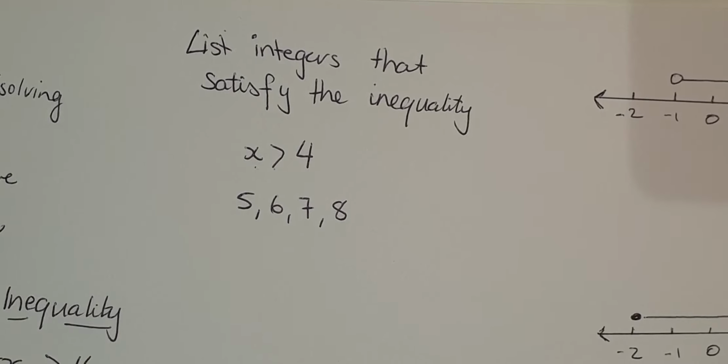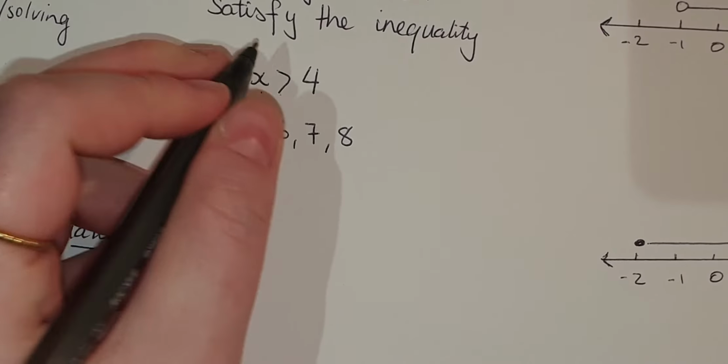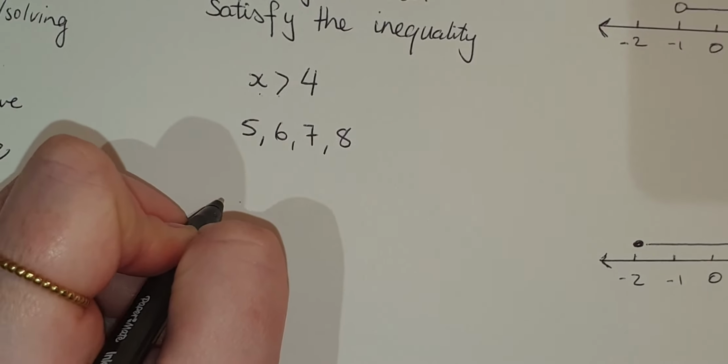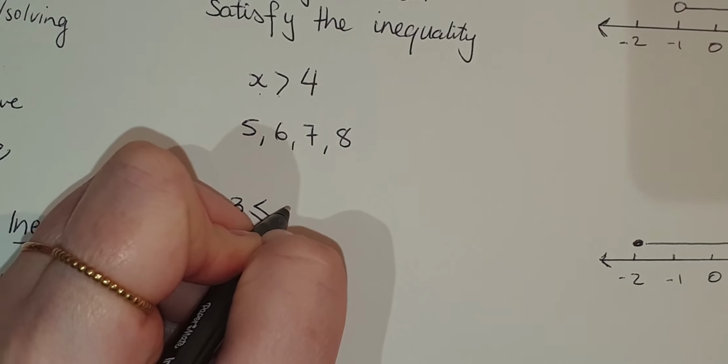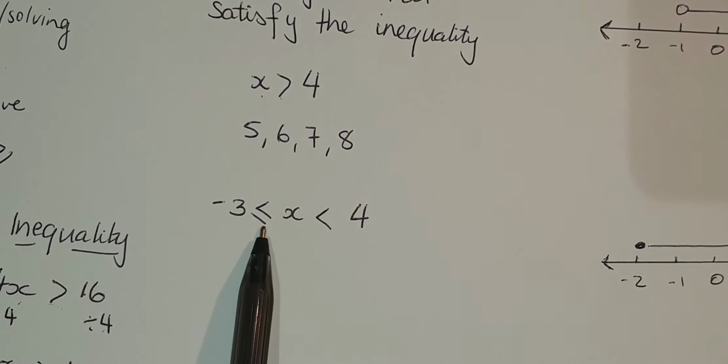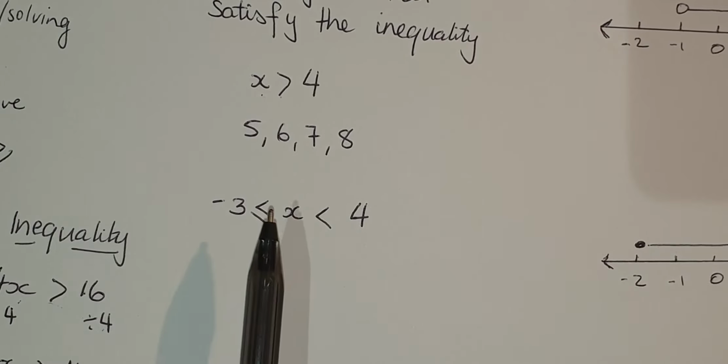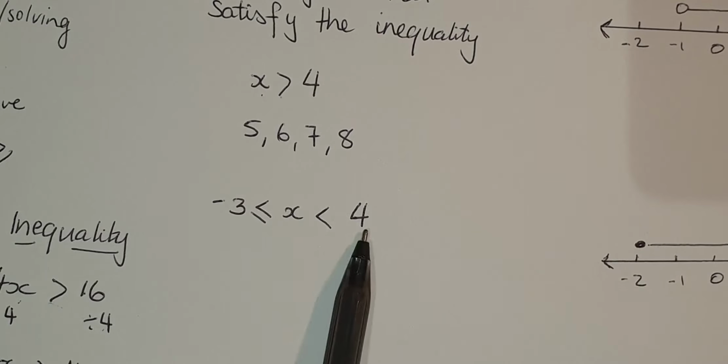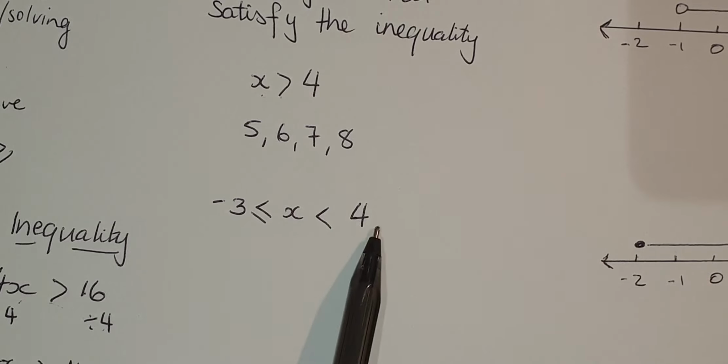Now, you will also have inequalities that look something like this, where you have an inequality sign on both sides of your variable. All this is asking you to do is work out the range.